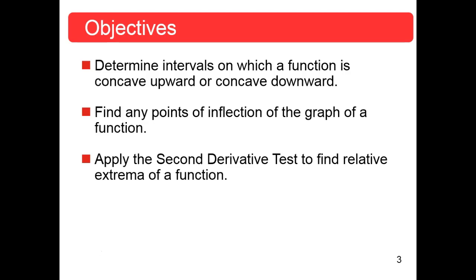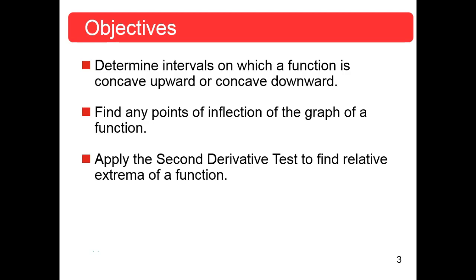Find any points of inflection of the graph of the function. Now, what is a point of inflection? Where the concavity changes. So if it's concave up here, and down here, and up here, someplace in here, the second derivative is 0. The first derivative isn't necessarily, but the second, that's going to be a point of inflection.